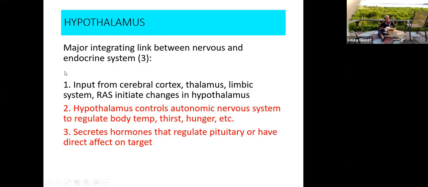Okay, so starting at the top, the hypothalamus is the major integrating link between the nervous and the endocrine system. Input from the cerebral cortex might stimulate the hypothalamus. The hypothalamus controls the autonomic nervous system as well to help regulate body temperature, thirst, and hunger. So that's another method. The ones in red are generally the most important. And remember that the hypothalamus can secrete hormones that help regulate secretions from the anterior pituitary. It also has a nerve-to-nerve control system, or communication system, from the hypothalamus to the posterior pituitary.